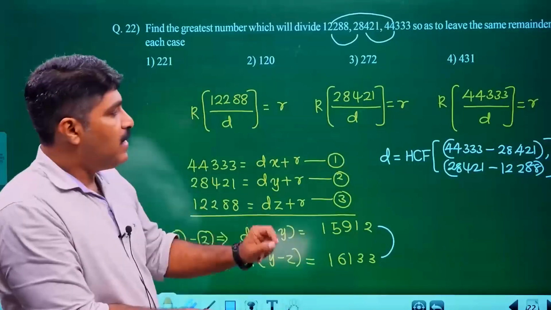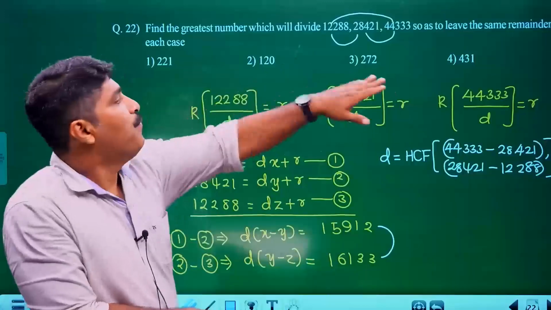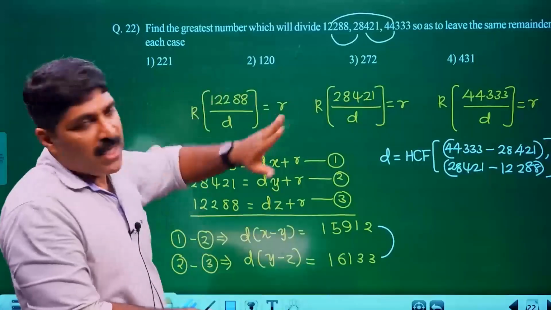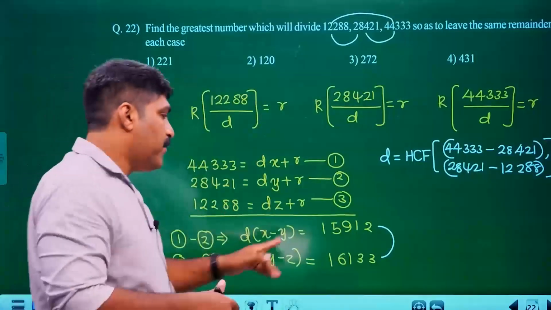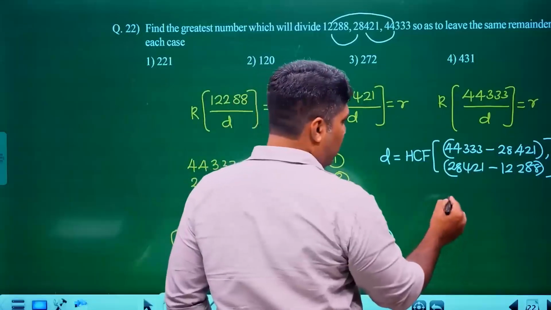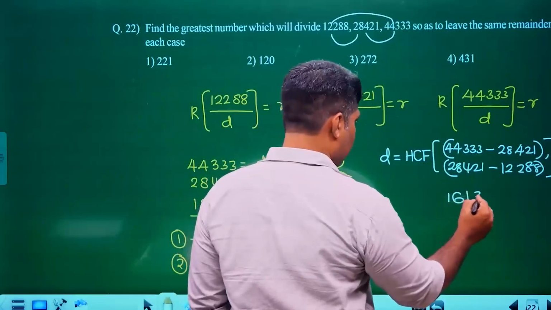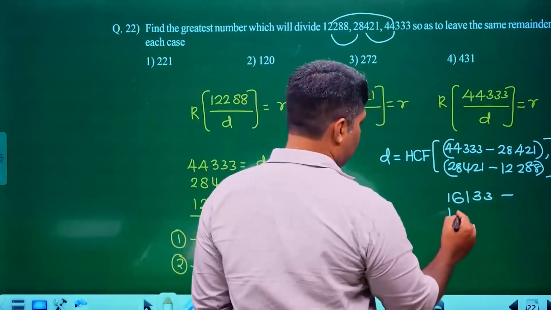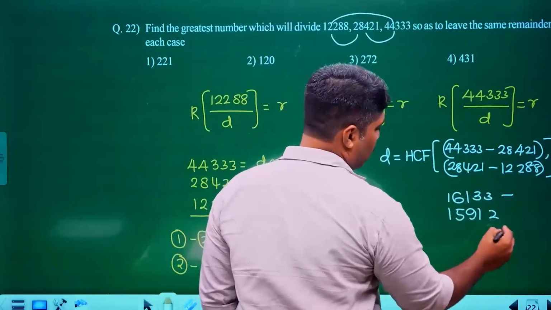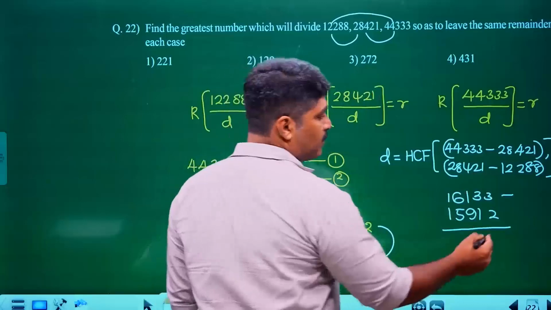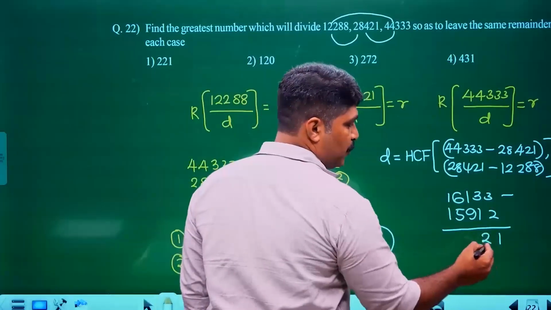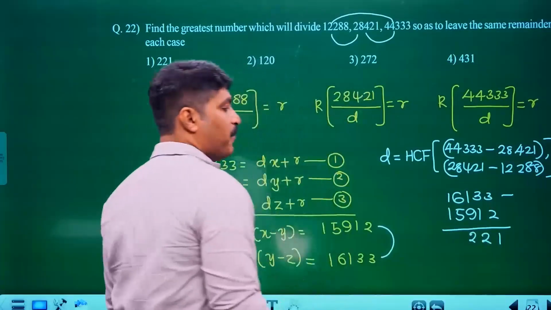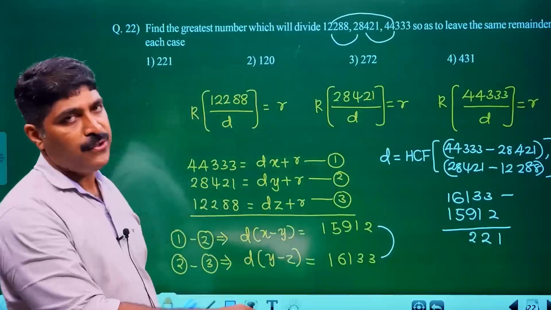So for doing this operation conveniently, here we have 4 unique values as the options. In such a situation, you can apply this method. So I'm taking the difference between these two values, that is 16133 minus 15912. So here find the difference. This is 1, this is 2, this is 2. So we got the difference as 221.